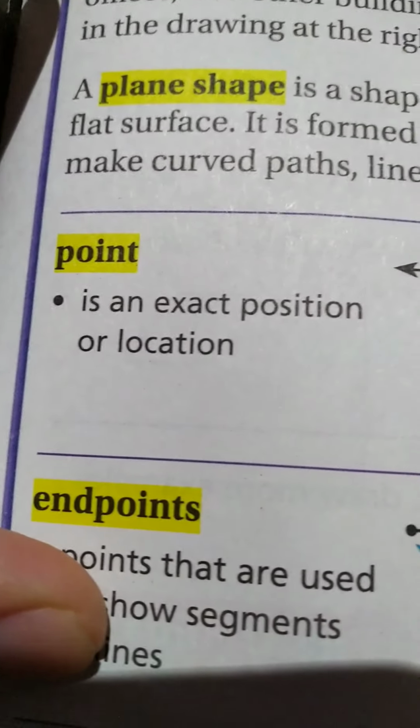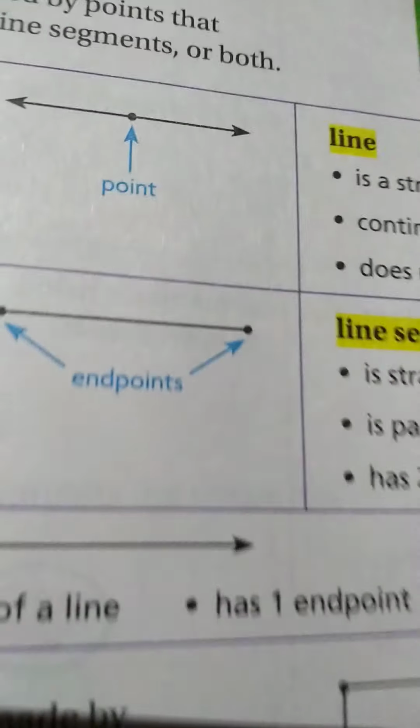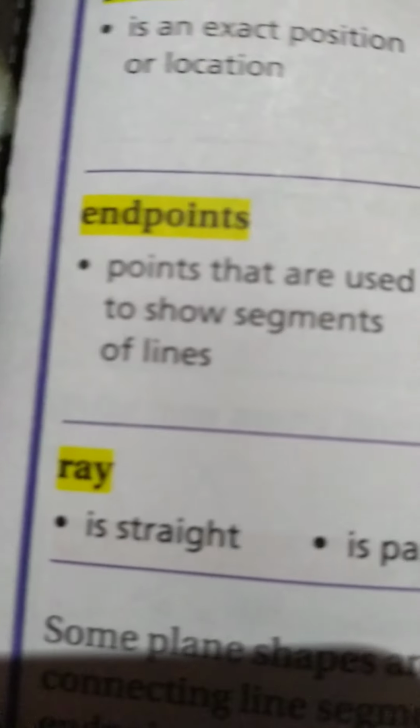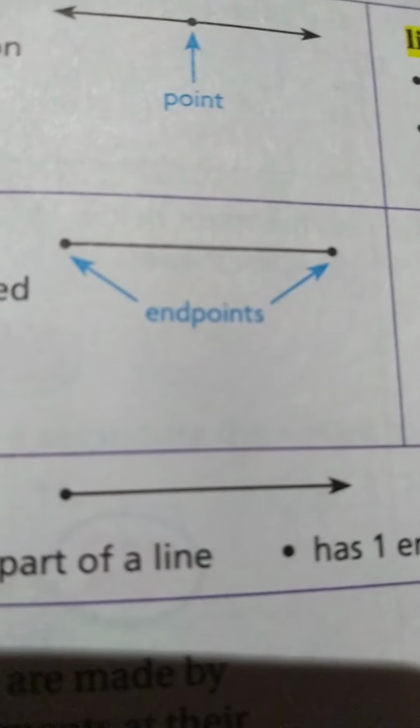So with that said, I'm going to show you some things here. Here's what we just made. Point: an exact position or location. So there's a point on that line. Here we go. We talked about endpoints, points that are used to show segments of lines. So we have two endpoints here.